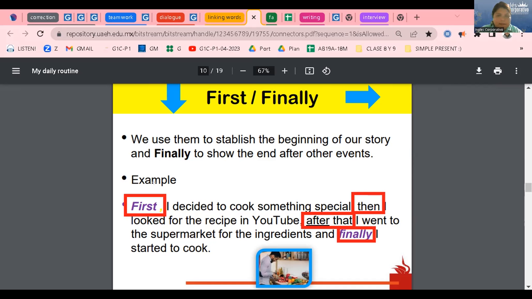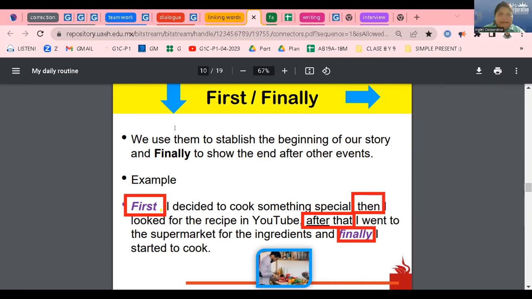El texto ahí está en pasado. Primero dice, yo decidí cocinar algo especial. Y luego, ¿qué hizo? Luego buscó la receta en YouTube. He looked for the recipe in YouTube. ¿Qué pasó después de buscar la receta? Al supermercado, los ingredientes. Ok, después de eso fui al supermercado por los ingredientes.